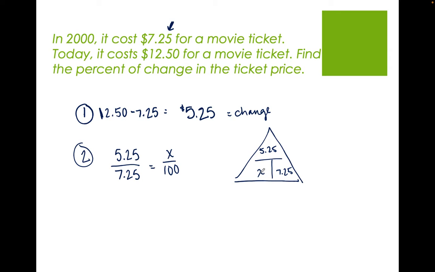When you solve this problem, regardless of which way you solve it, you're going to get an approximate increase of 72.4% increase in price. This should make sense because if we're comparing $5.25 of an increase out of what started out as $7.25, that would be almost a 100% increase since the original price it was $7.25. So about 72.4% increase should make sense in this case.